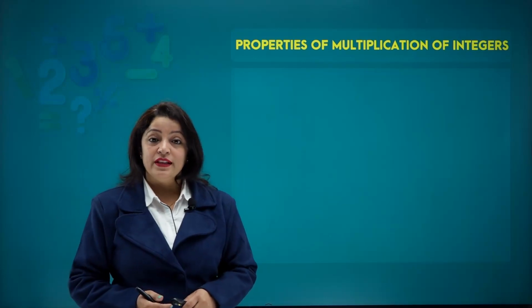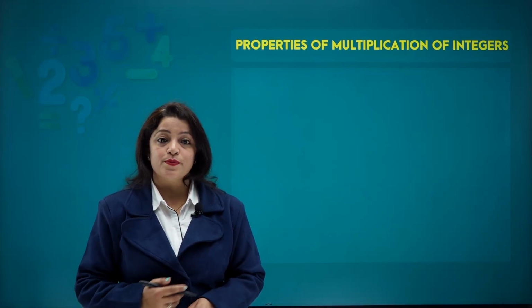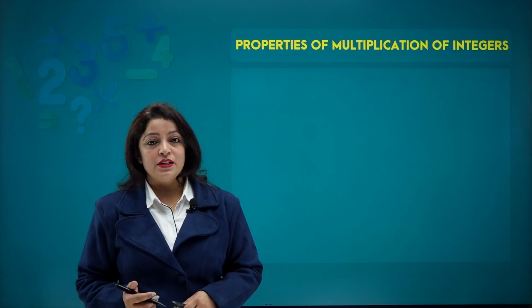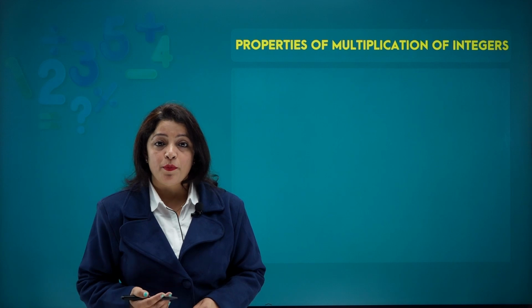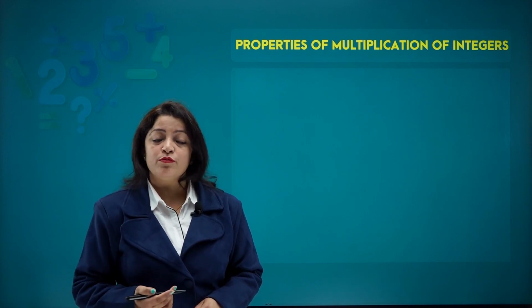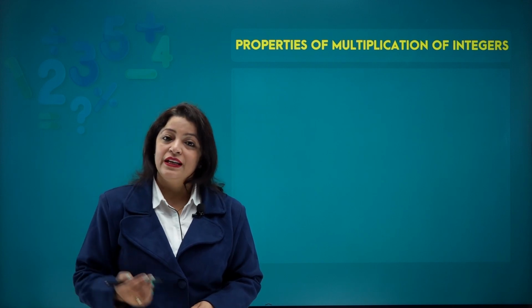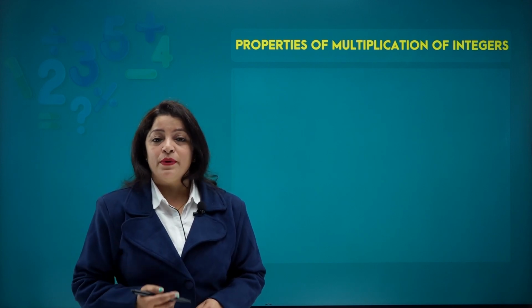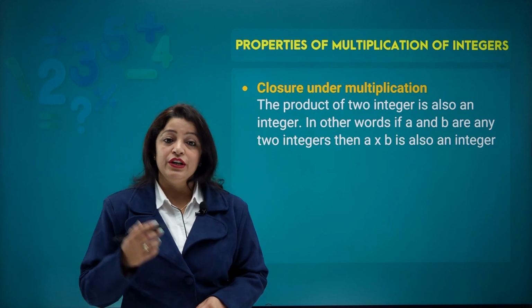Now the next topic that we are taking is the properties of multiplication of integers. So what are the various properties? There are some common properties that we have already done, like closure property, commutative property, associative property. Are they also applicable for integers or not? Let us check them.